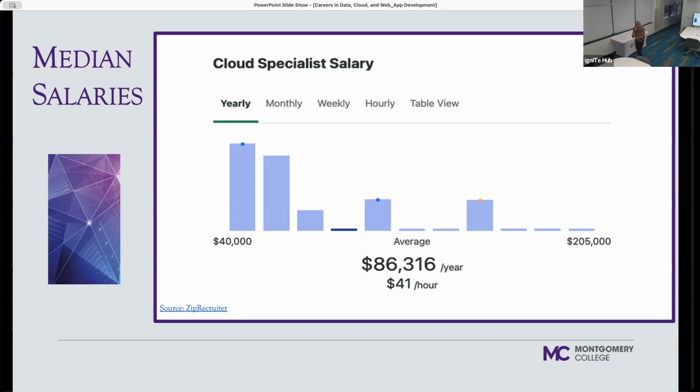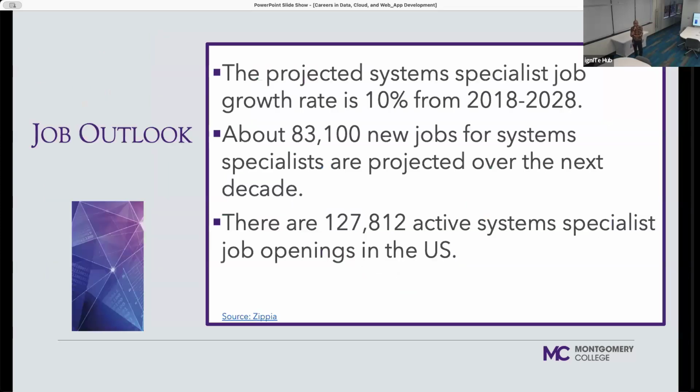Okay, let's now go to job growth and projection, how this is going to go. Again, this is just for this particular job title, if you wish, or anything associated with it. So system specialist, which is cloud specialist, 10%. I think that is a little low, because of how these jobs are categorized or defined. But as you can see, it's still growing a lot, and this is just this particular job. So about 83,000 new jobs in the next 10 years, and there are about 130,000 active jobs open right now. So why can't we just jump on those? Let's look at those skills. Next slide.